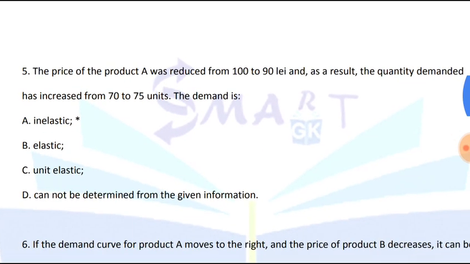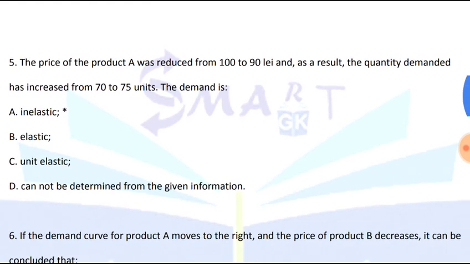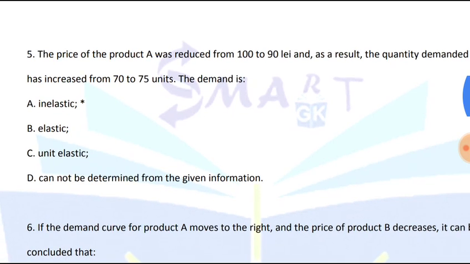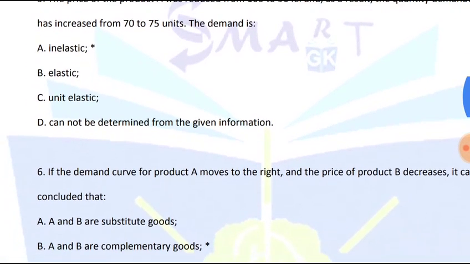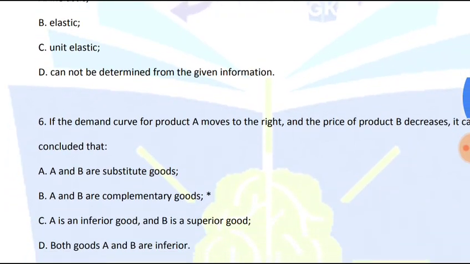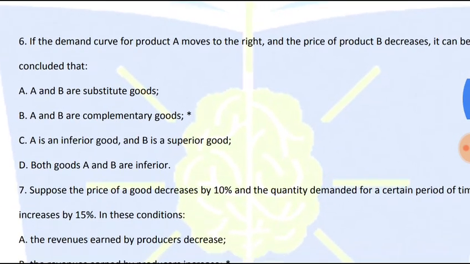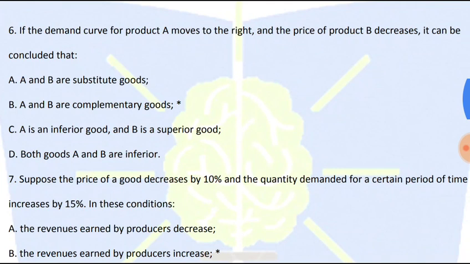The next question is, the price of the product A was reduced from 100 to 90 and as a result the quantity demanded has increased from 70 to 75 units. The demand is inelastic. The next question is, if the demand curve for product A moves to the right and the price of product B decreases, it can be concluded that A and B are complementary goods.